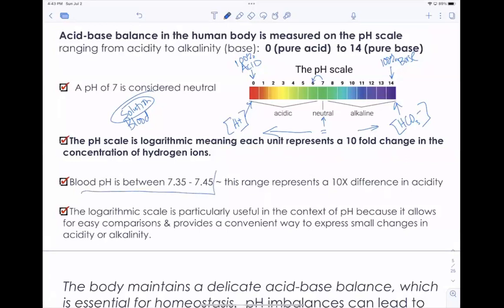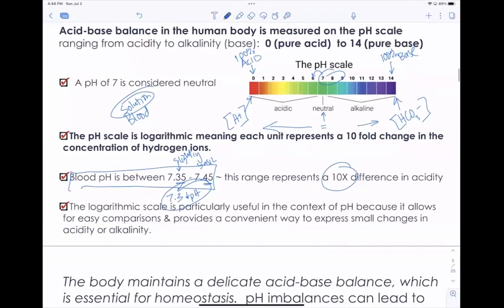So normal blood pH is between 7.35 and 7.45. This is slightly basic because it is on the upper side of the pH scale. But this difference between 7.35 and 7.45 is really a tenfold difference in acidity. So even going from 7.35 down to 7.3 is going to change the concentration enough to actually disrupt structures in the body. So we're going to talk about that.